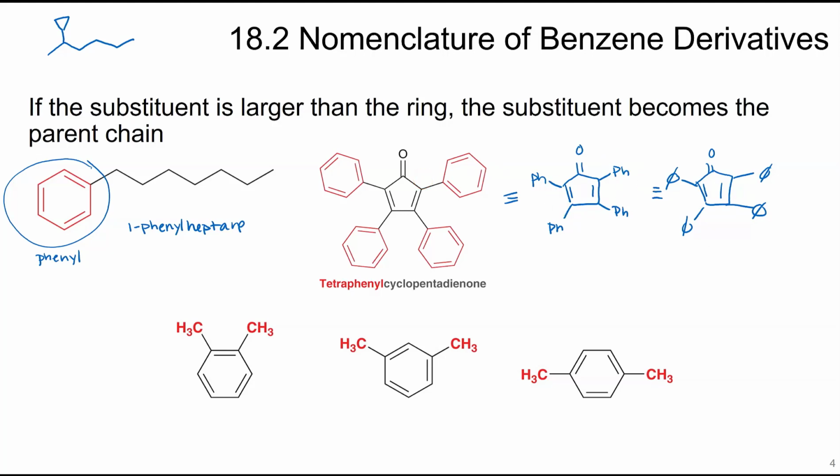The common name for a dimethylbenzene derivative is xylene. So this is dimethylbenzene. This is orthoxylene, and ortho has the 1-2 relationship. This is metaxylene, which is 1-3. So you could call this orthoxylene or 1,2-dimethylbenzene, or this is 1,3-dimethylbenzene. If they're across from each other, this is paraxylene or 1,4-dimethylbenzene.